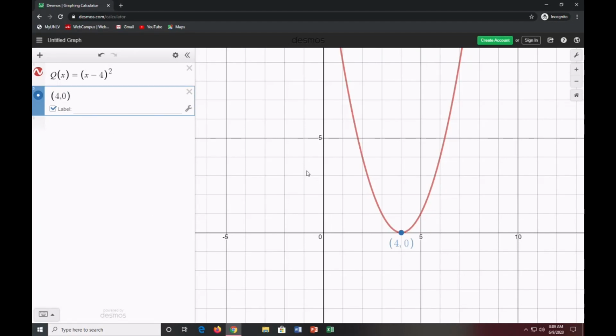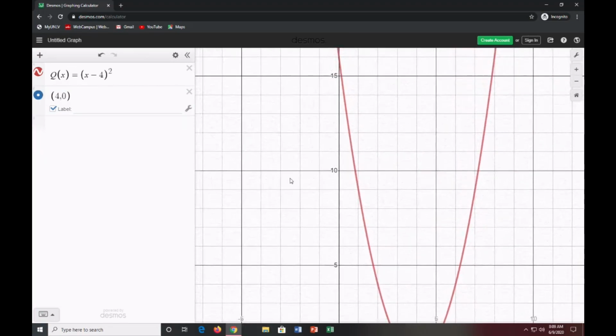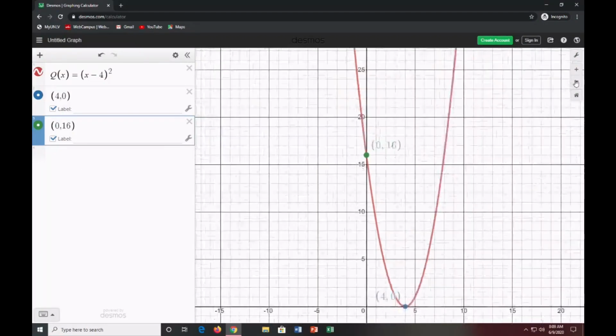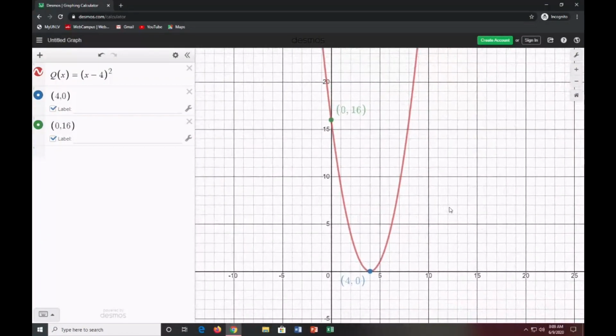So we said that the y-intercept is going to be at 0, comma 16, right? That's where that is happening. Look at it. It's right there. So let me snap a point to it so you can see it more clearly. 0, comma 16, right there. The green dot, right? Let's label it, and that's 0, comma 16. If I zoom out, you can probably see the whole thing like that, with the x and y intercepts clearly marked. Okay?